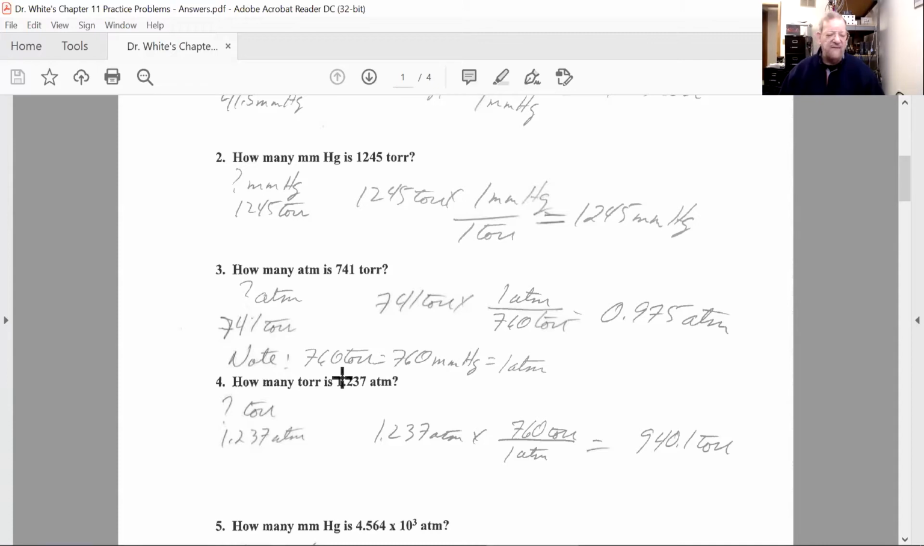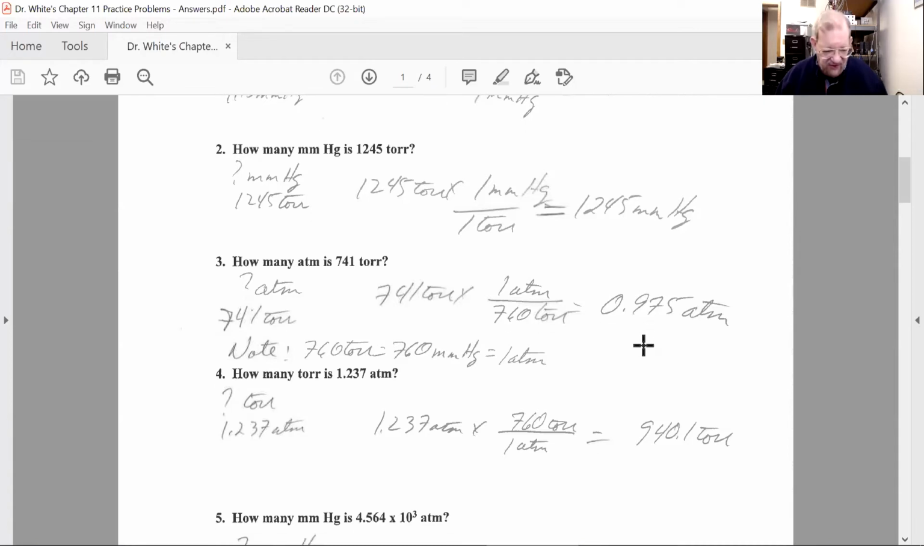And we start with torr. We want to get to atmospheres. Use your good buddy, your good friend, unit analysis. Atmospheres go on top, torr go underneath. This cancels out. These are exact numbers, 3 significant figures, 3 significant figures.